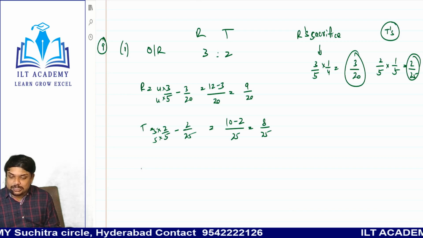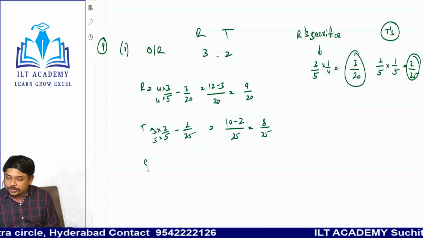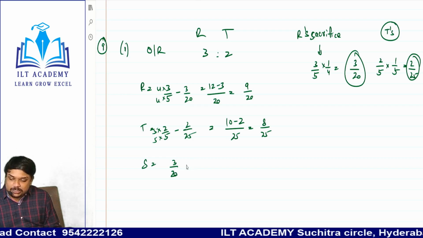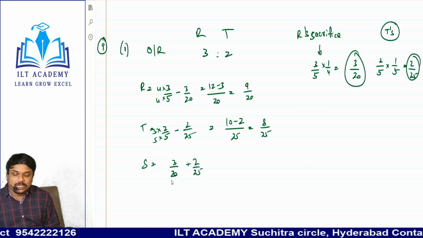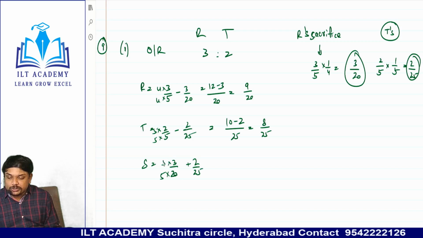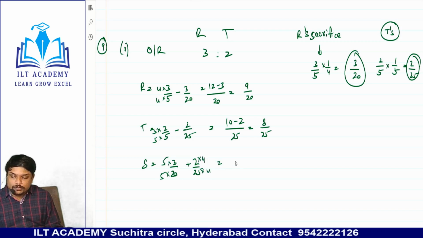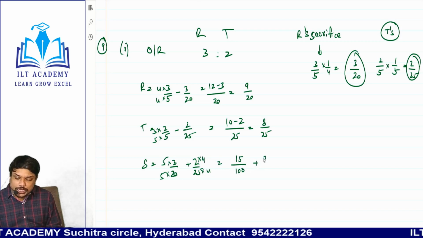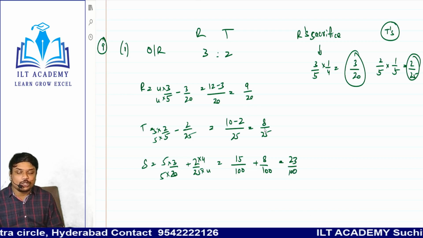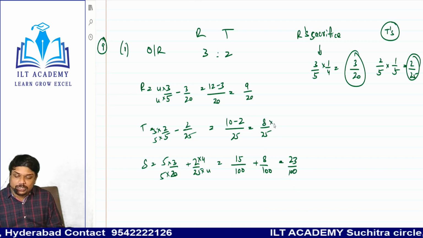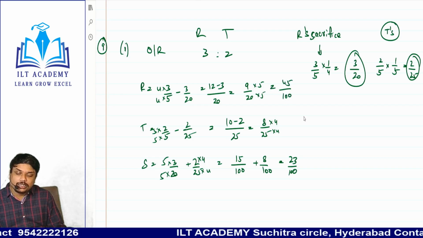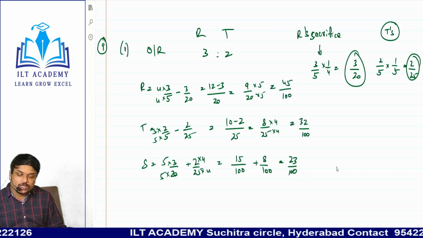And R and T sacrifice to whom? S. S को कितना मिला, he got 3/20 from one person and 2/25 from another person. अब 20 and 25 का LCM क्या होता, 100. So into 5 into 5 into 4 into 4, which will give you 15/100 and 8/100, which is 23/100. अब देखो एक एक डिनोमिनेटर है 20, 25, 100. सो सबको टिक टिक कर दो. 9 into 5, 8 into 4 into 4, 5 into 5, which is 45/100, 32/100, 23/100.